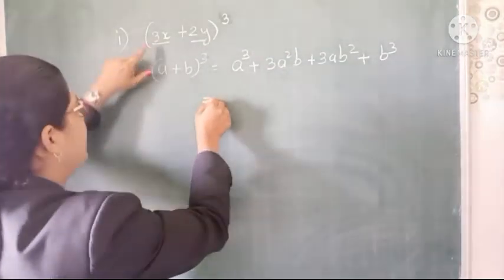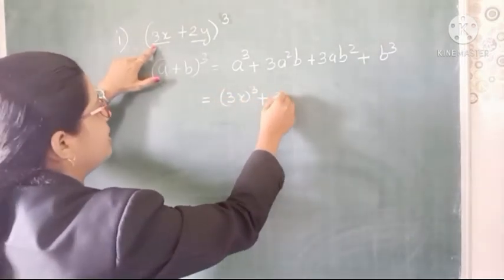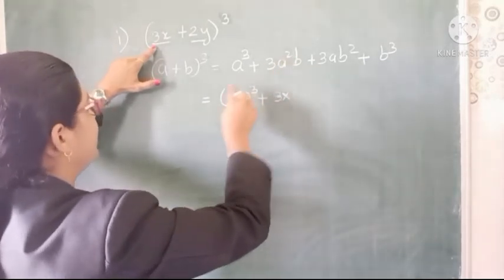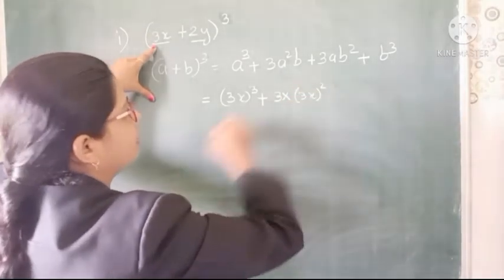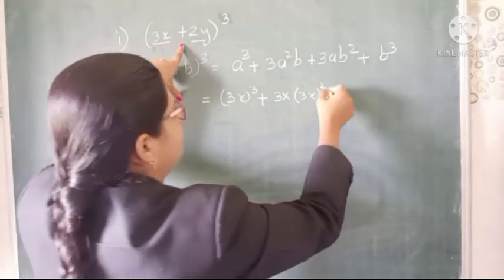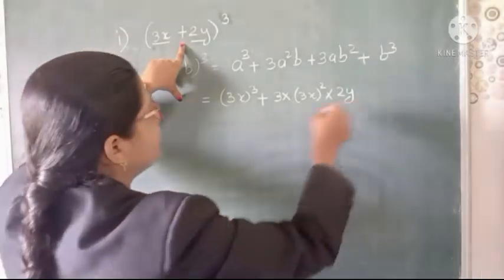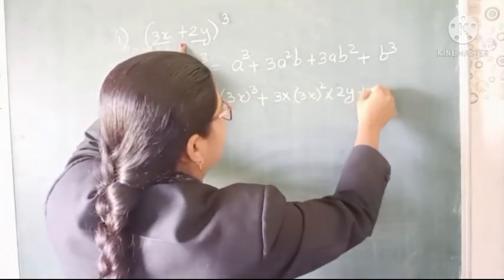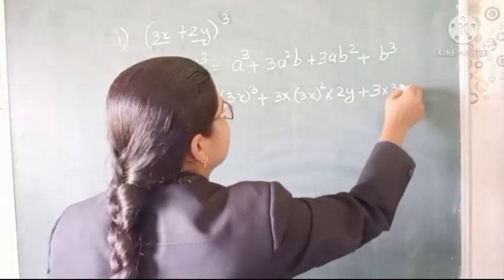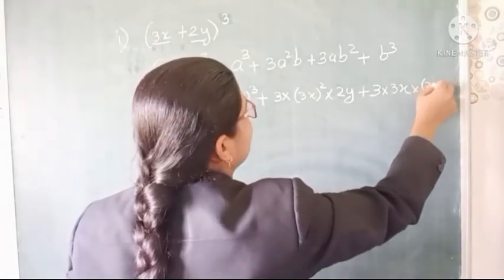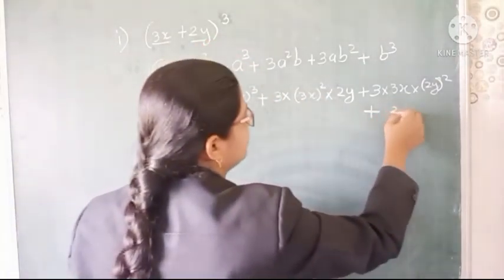So a cube will be (3x) cube, plus 3 into a square, so it will be (3x) square. Okay. (3x) square multiplied by b, now b is 2y, right? Then again plus 3 into a, which is 3x, multiplied by (2y) square, plus b cube, which means (2y) cube.